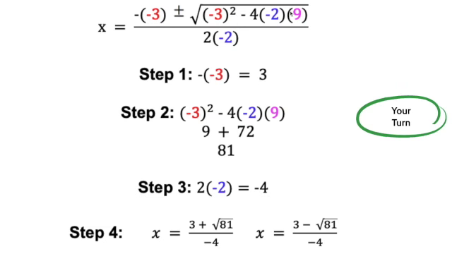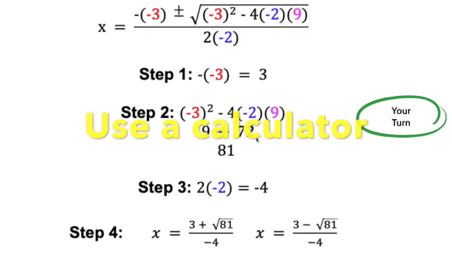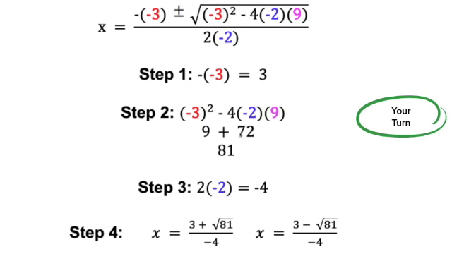Step 2, we're going to simplify what is under the square root symbol. -3 to the second power minus 4 times -2 times 9. -3 times -3 is 9. And -4 times -2 times 9 is 72. You can use your calculator to figure out these calculations. Then I add 9 and 72, and I get 81. So this expression underneath the square root becomes an 81.